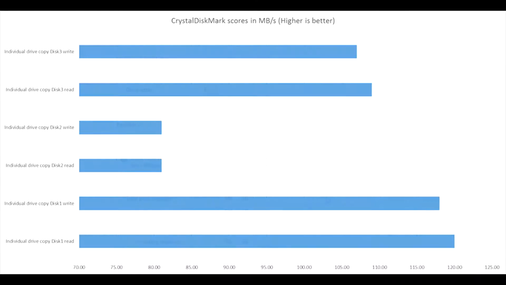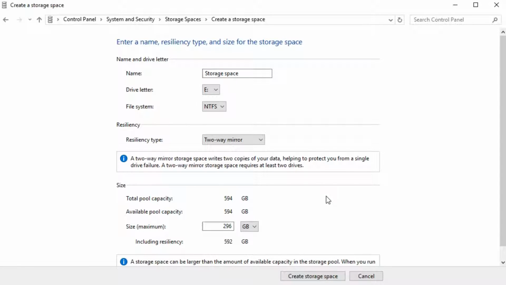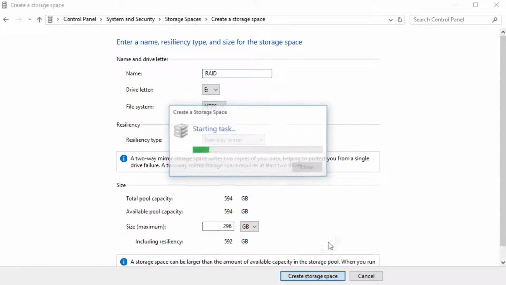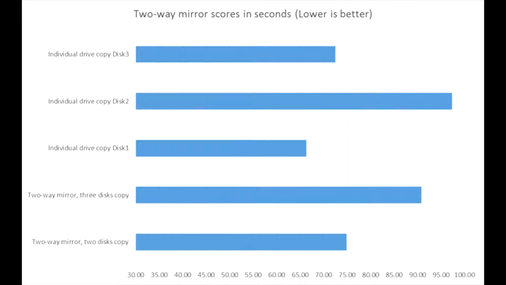Now that we've got our baseline, let's try setting up redundancy with a two-way mirror. This can be helpful if you want to protect against drive failure. The data is copied between the amount of drives you give it, so if one drive is underperforming, all of them will. I started off with 2 disks and got the results shown on screen here.